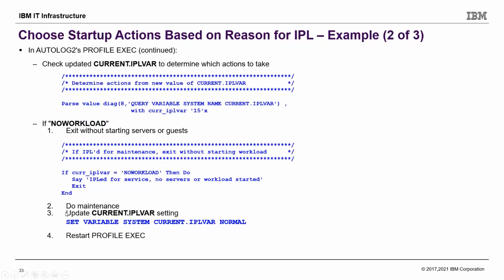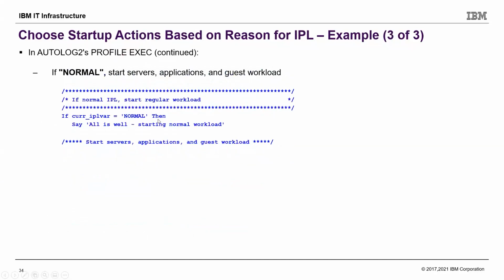But then we can do our maintenance with the set command, and change our current variable to normal. Okay, I'm done with all my maintenance. I don't need a re-IPL of my VM system. I've done what I need to do. Now we can start our guests. We can let our guests start. So we change the current variable to the value normal, meaning I want to start everything up. And we go back and then we restart our Autolog2 profile exec. And then because it's normal, we're going to go through and do our normal production type startup. So this is an example using both the CP environment variable as well as the variable we define that we can change dynamically to determine what actions to take at an IPL.